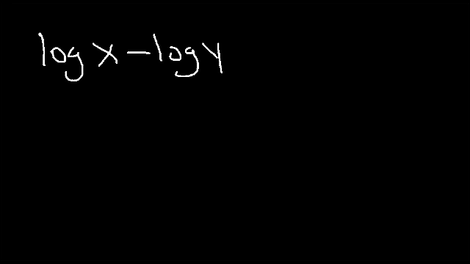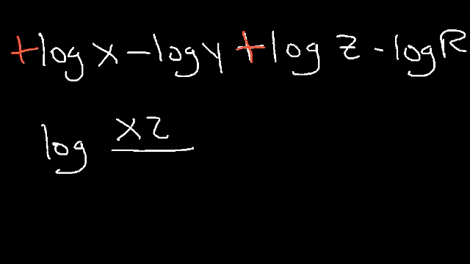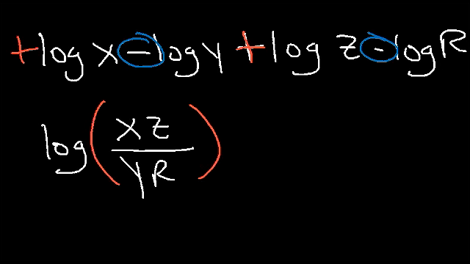Now let's try another example. Let's say we have log x minus log y plus log z minus log r. How would you condense it into a single log expression? So log x and log z are positive, so we're going to put x and z on top. Log y and log r contain a negative sign in front, so y and r are going to go in the bottom. So it's log xz divided by yr.